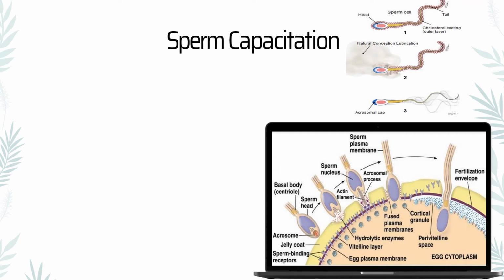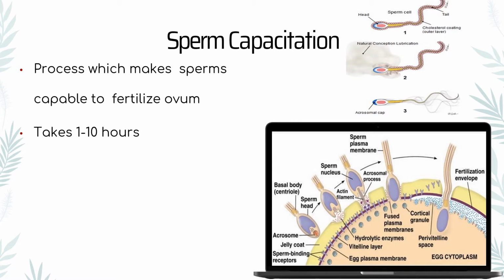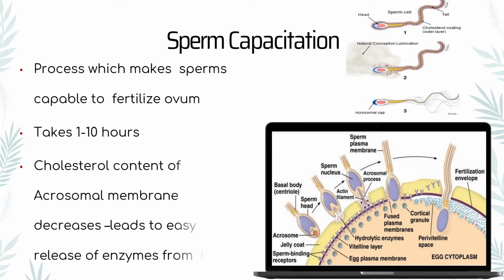Sperm capacitation is the process that makes a sperm able to fertilize an ovum. Immediately after ejaculation in the female genital tract, the sperm undergoes certain changes which enable it to fertilize the ovum. It takes around 1 to 10 hours, that is the capacitation period. Sperm capacitation occurs due to removal of certain factors which normally remain silent when it is in the male genital tract.